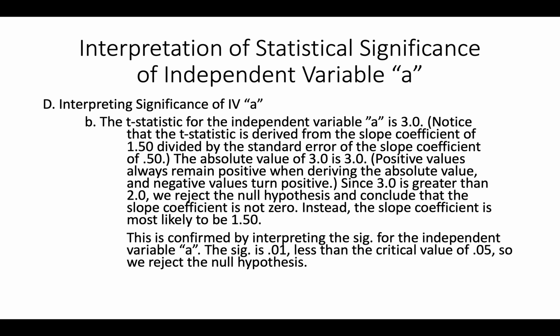We further confirm the statistical significance of the A variable by examining the sig statistic. The sig is 0.01, less than 0.05, meaning that we reject the null hypothesis and the slope coefficient significantly explains variation.